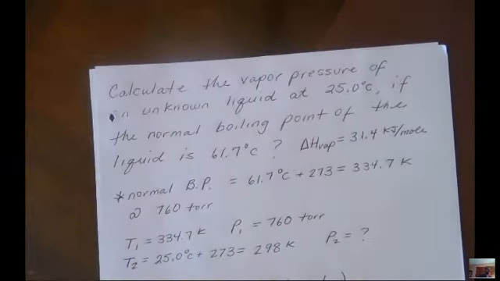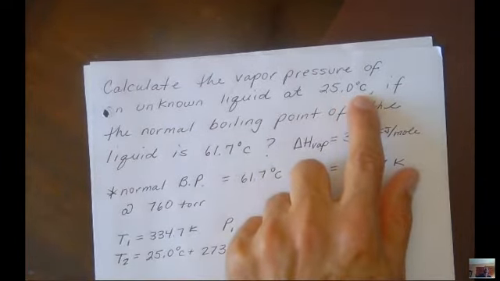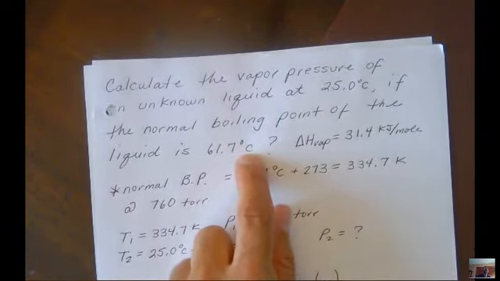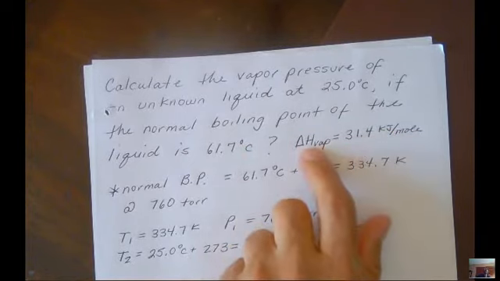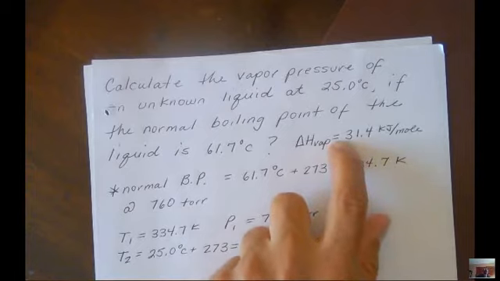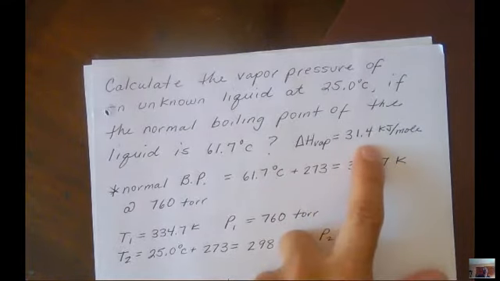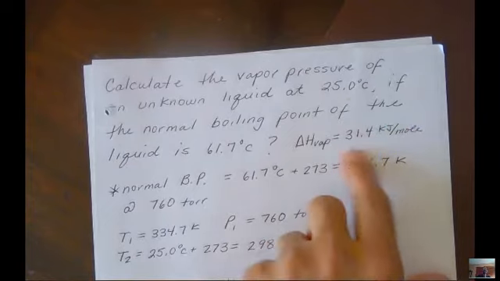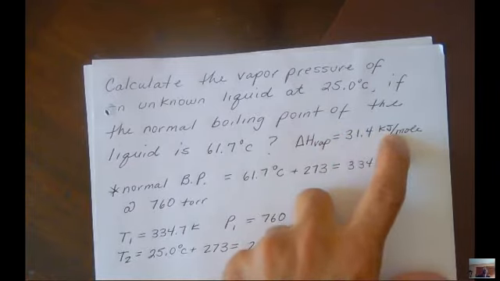Okay, calculate the vapor pressure of an unknown liquid at 25 degrees C if the normal boiling point of the liquid is 61.7 degrees C, and the heat of vaporization is 31.4 kilojoules per mole. All heats of vaporization, guys, are going to come out to be positive numbers. It always takes energy to evaporate something, right? It's an endothermic process. So these will always be positive numbers. If you get a negative number, you did something wrong. And they're usually about this size, 30, 40, 50, 20, something like that, kJs per mole.